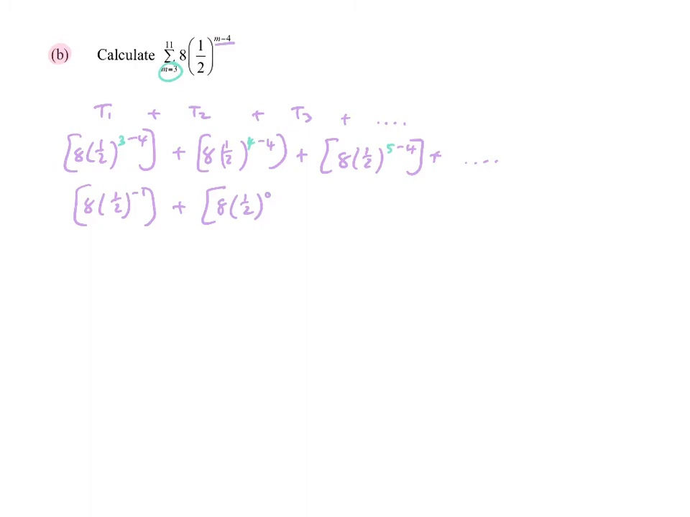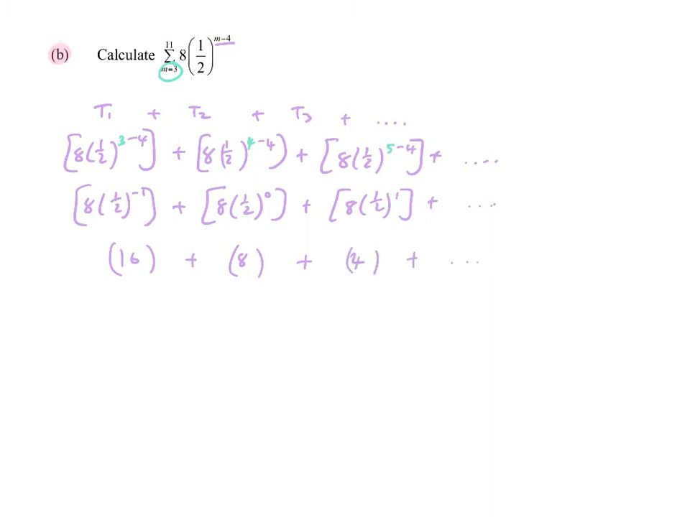4 minus 4 is 0. And then we've got 8, a half. 5 minus 4 is 1. So what's a half to the power of minus 1? It's 2, so that will be 16. So that will be 8. And that would be 8 times a half is 4.